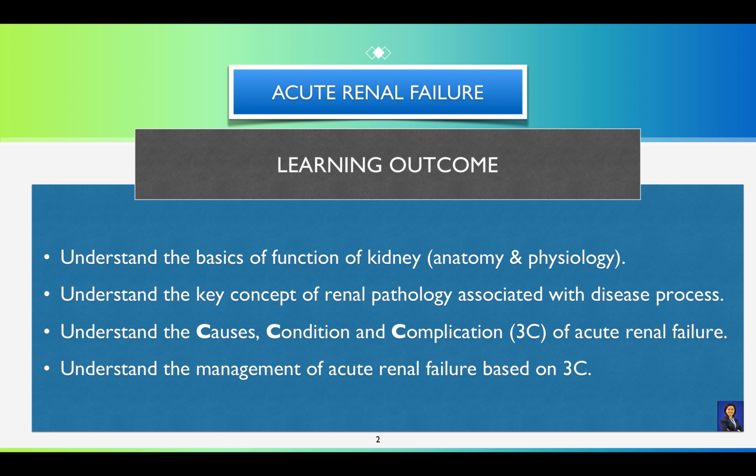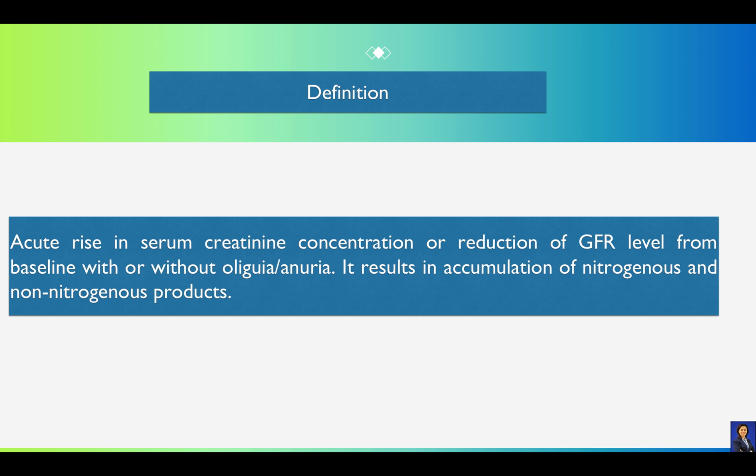Acute renal failure is nowadays increasingly known as acute kidney injury, which is the term most commonly used by nephrologists, because it is a transient shutdown of the renal function, characterized by an abrupt rise in the renal creatinine concentration or reduction of the glomerular filtration rate, with or without oliguria or anuria.